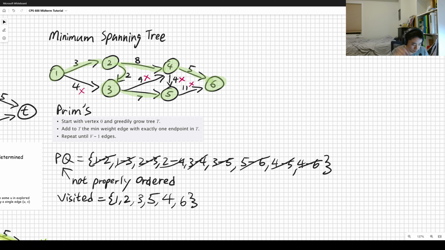And there you go. So what is the total cost of this thing? So we have 3 plus 8 plus 5 plus 2 plus 7, which is 25. And that's it. So that's the total.